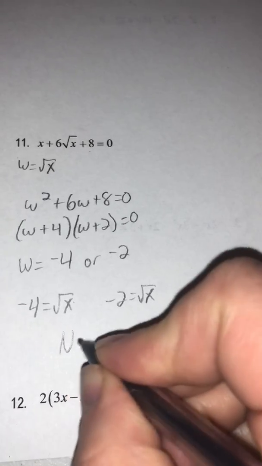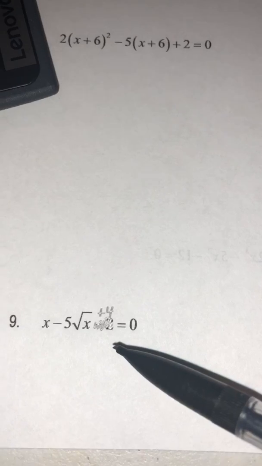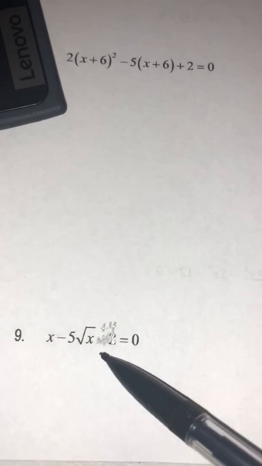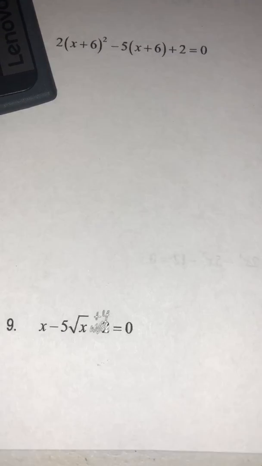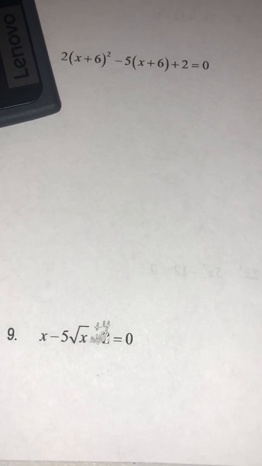Now I will tell you that number 9, there was a little typo, so I fixed it on your sheet. I hope you can read it. That -2 on the end should just be a +4. This one does have a solution. Okay, so when you try that one, make sure that it comes out nice.